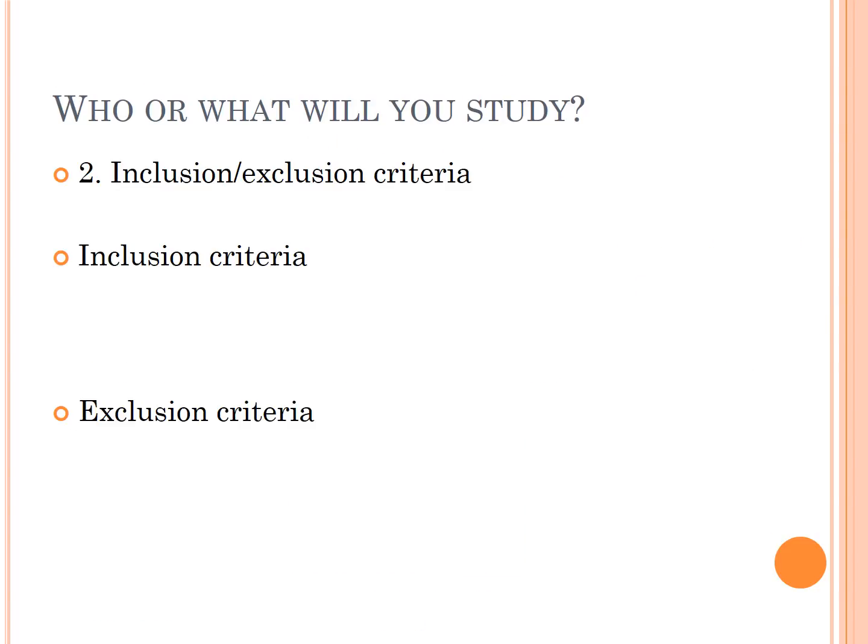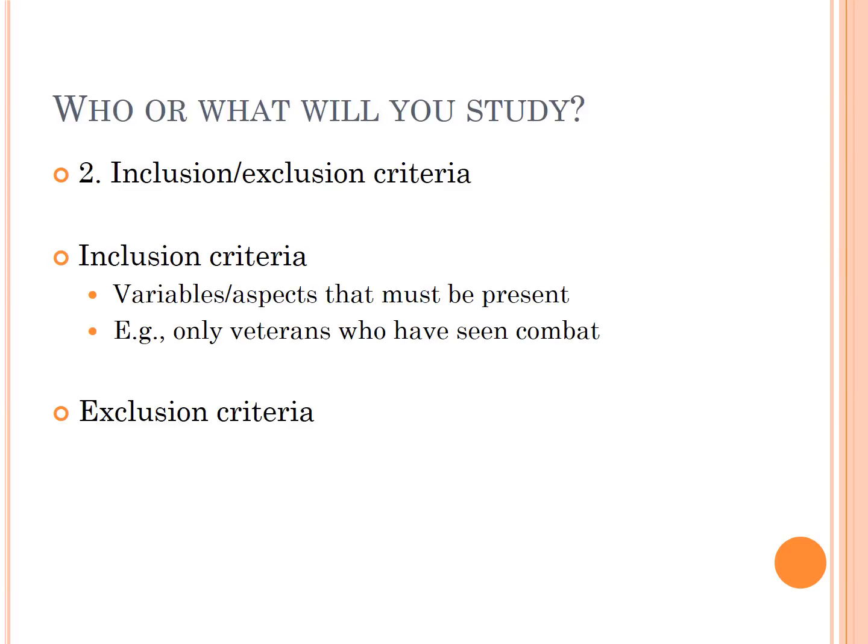The next question for what will you study is, what are your inclusion and exclusion criteria? Inclusion criteria are those variables that must be present for the individuals to be included in your study. For instance, in a study about military veterans, perhaps you only want to study individuals who have experienced military combat. So therefore, you would only select those individuals that are veterans that have seen military combat. That would be considered inclusion criteria.